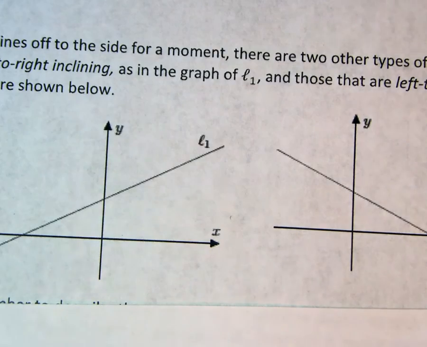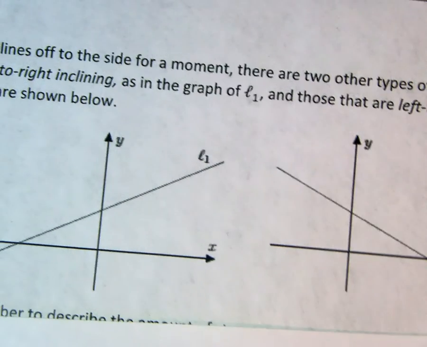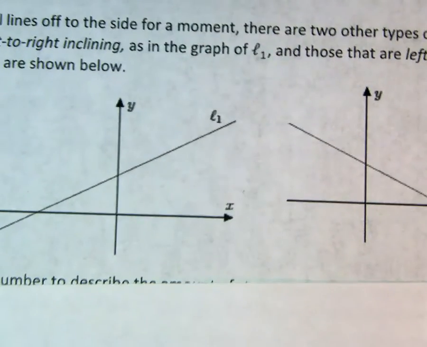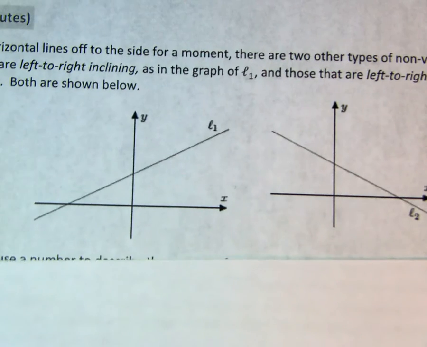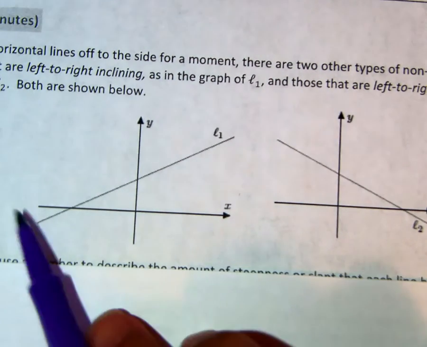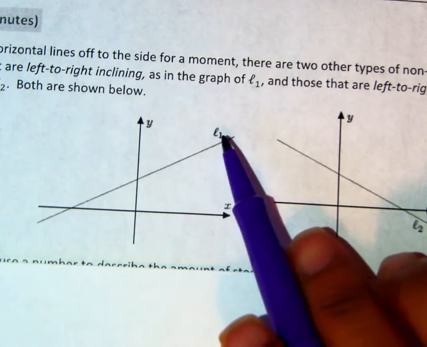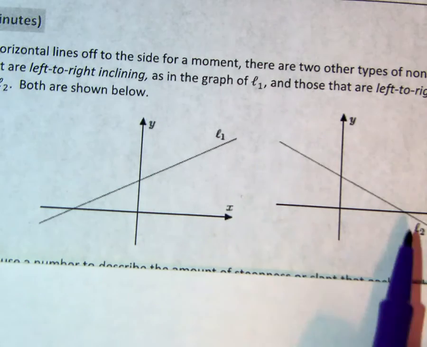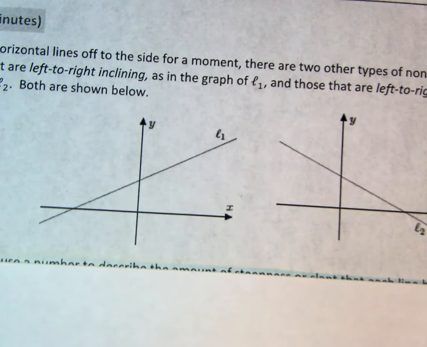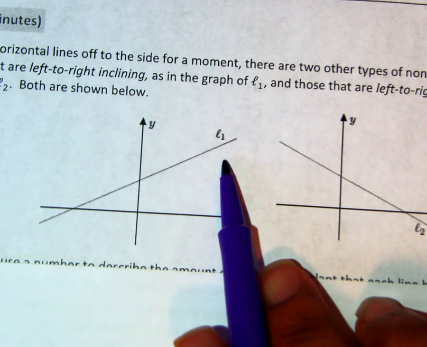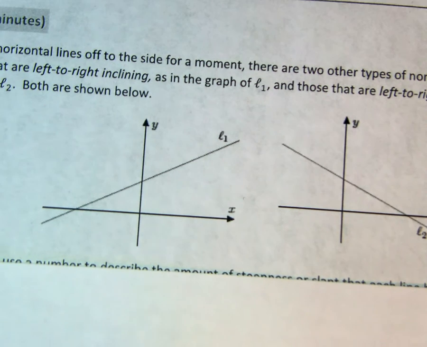When we put off horizontal lines to the side for a moment, there are 2 other types of non-vertical lines. I'm showing you these examples right here on our paper. Those are going to be the lines that are left to right inclining and the lines that are left to right declining. Line 1 is going to represent the lines that are left to right inclining, and line 2 is going to represent the lines that are left to right declining.